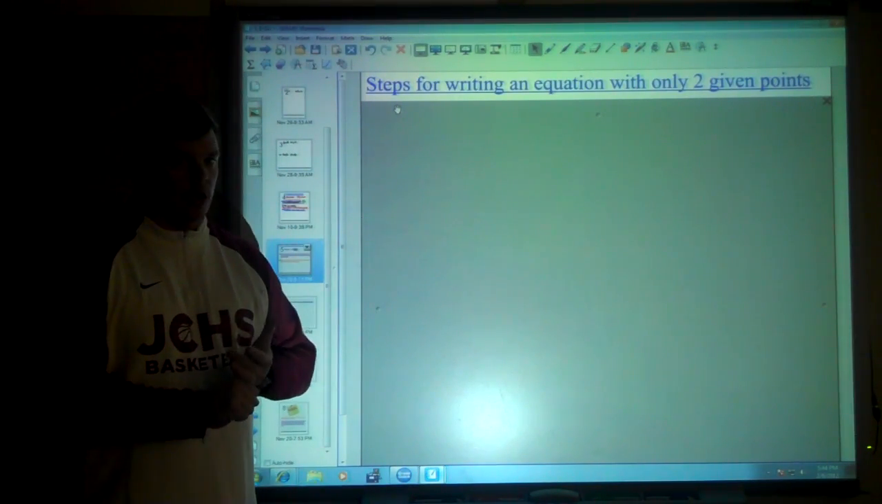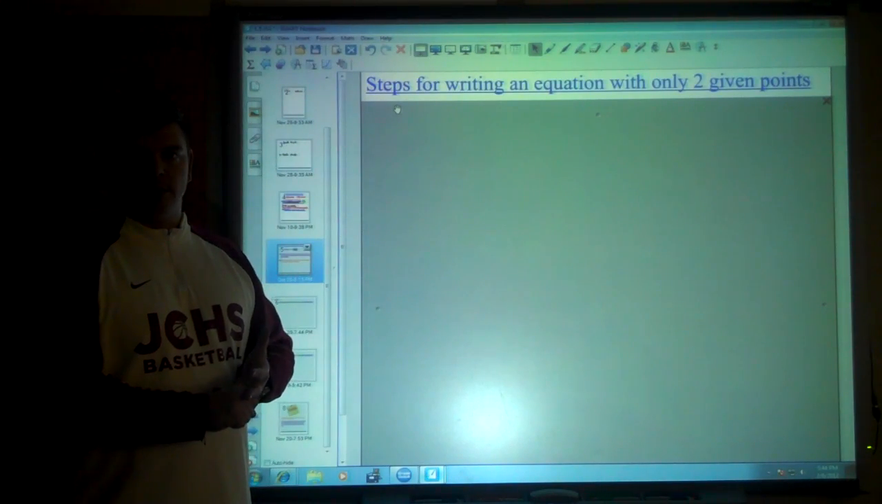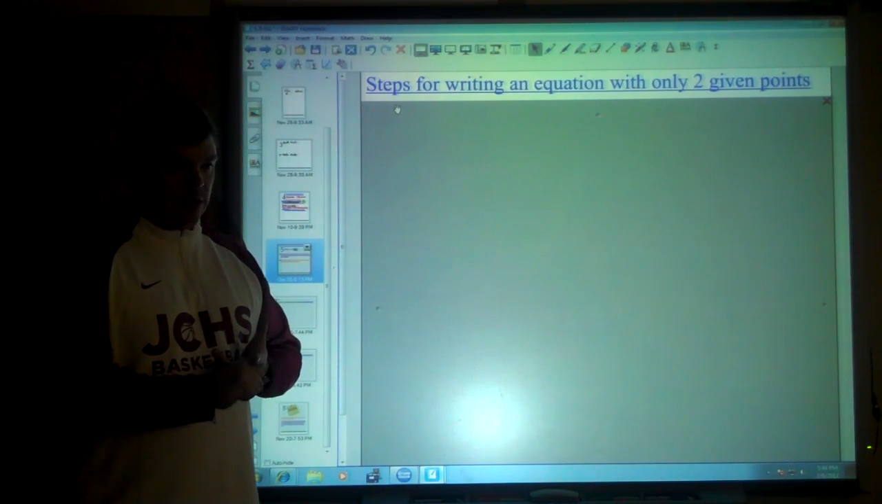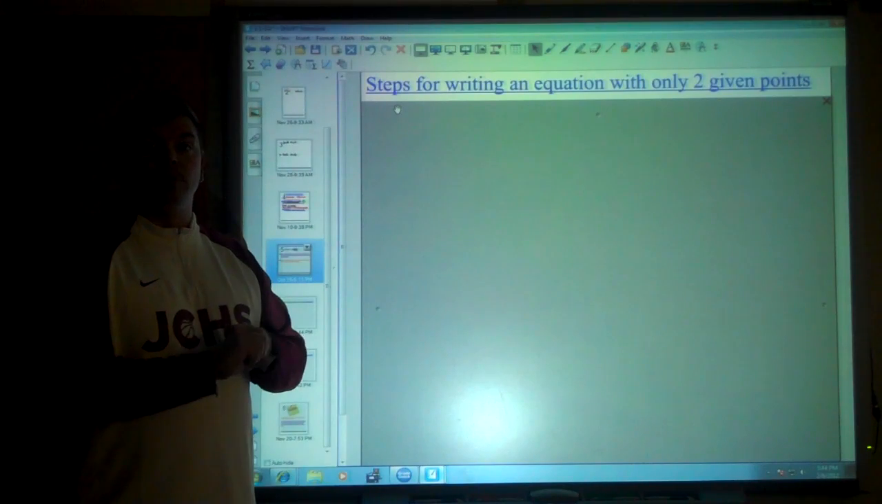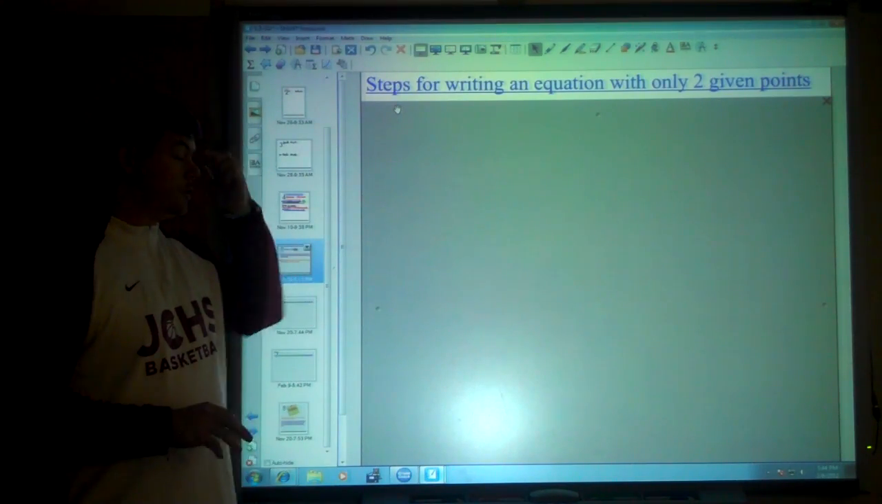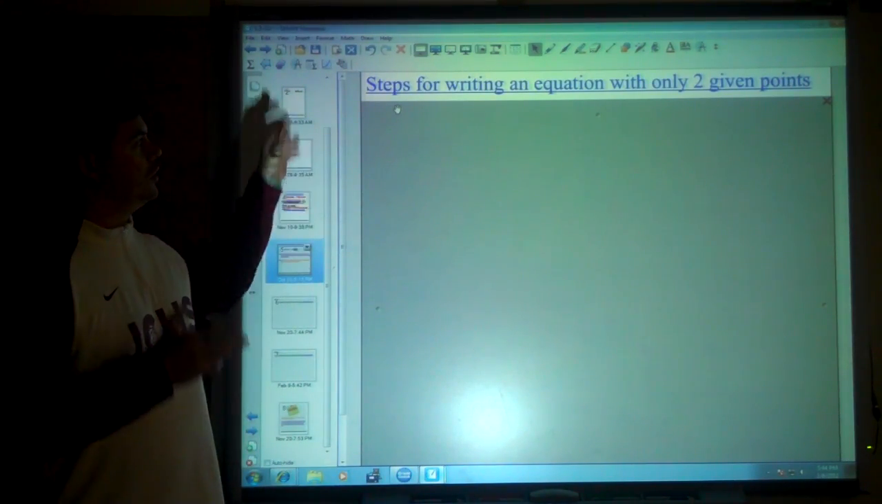So now you don't know the slope. Now you don't know the y-intercept. You don't know that it's parallel to anything. And you're not just given one coordinate, but you're given two coordinates. So we're going to go through some steps that we could do to actually get there.